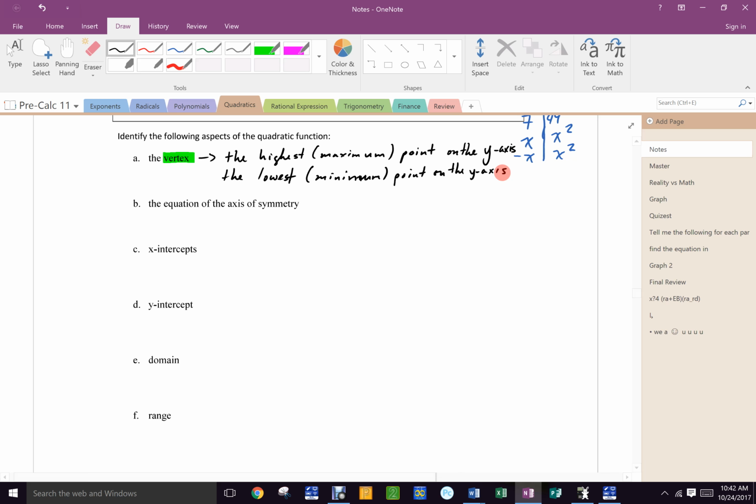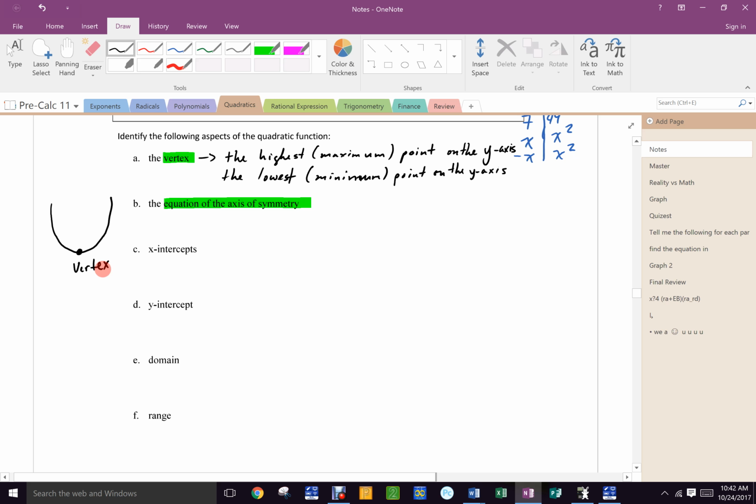Okay. Now, the equation of the axis of symmetry. Ooh. Think back to grade 9, possibly grade 7. What does symmetry mean? It balances out. It's the same on both sides, yes? So, I'm going to draw a curve. There's a parabola, yes? There is the vertex, yes?